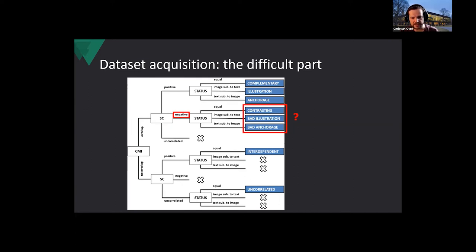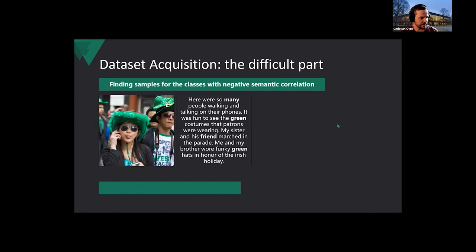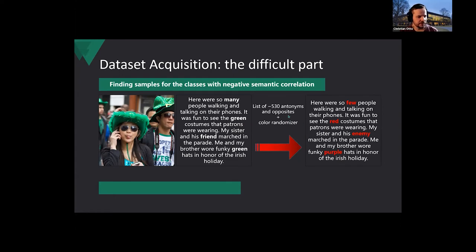What I did in order to get these samples is I used their positive counterparts, given that these two groups of classes are related, the top ones and the bottom ones here. For example, you can see a positive example here on the left. I created a list of 530 antonyms and opposites, and also a color randomizer, and went over all these texts and replaced certain words that were replaceable, in my opinion. Nowadays, there are more sophisticated ways to do this falsification, but this is what I did 3 years ago. You can see that I created a negative example from this positive one by switching these words around. Suddenly, the people were wearing red costumes or purple hats, for example. This is clearly off when you see the image, but the text is still connected to this image.